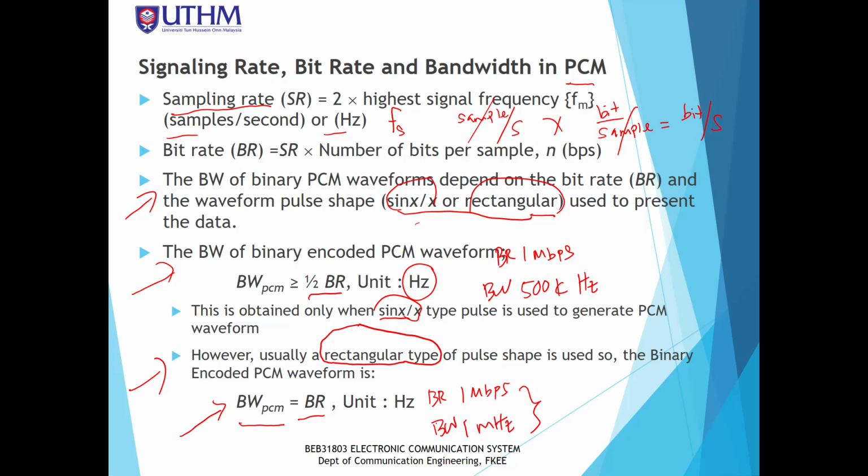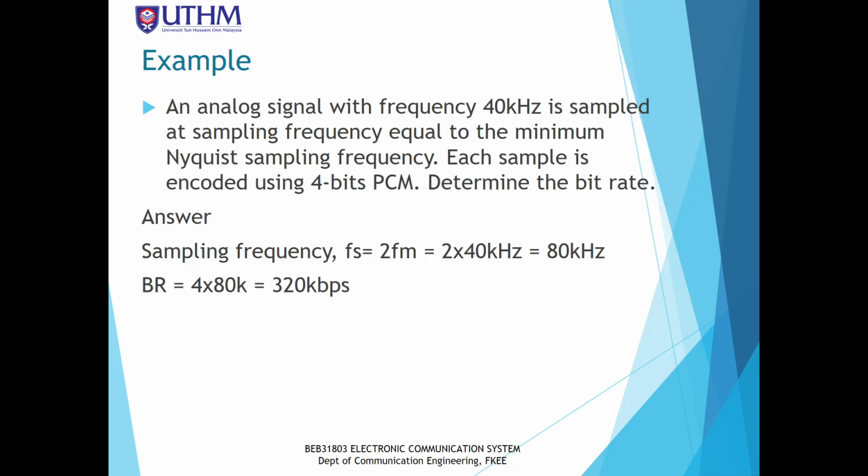Okay, so this is the example. An analog signal with frequency of 40 kHz is sampled at a frequency equal to the minimum Nyquist sampling frequency. So sampling at the minimum means Fs equals 2 FM. Okay. Each sample is encoded using 4 bits. PCM, determine the bit rate. So sampling at 2 FM minimum, you will get 80 kHz. Okay. So this is the SR.